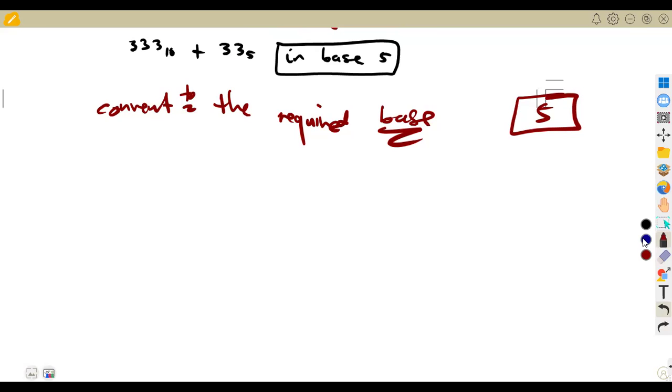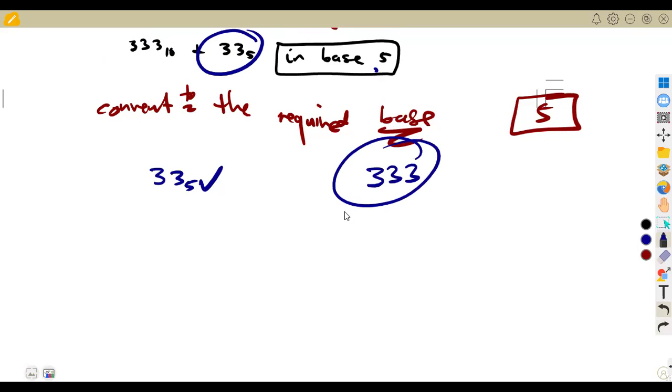All right. So if we take this 3, it is already in base 5. So we are not going to change anything there on this 3 base 5. There's nothing that we are going to change there. It's already in the required base. What is not in the required base is the 333, which is in base 10. Remember, from our introduction on the conversion of bases from one base to another, we said we can convert from base 10 to any base by dividing by that base.